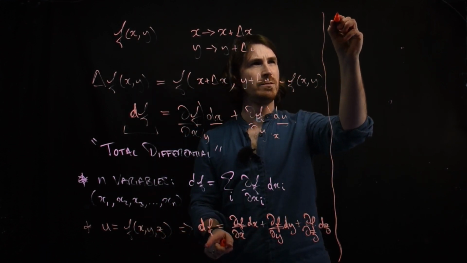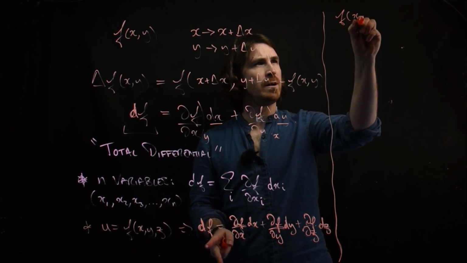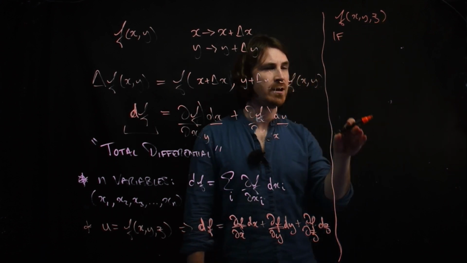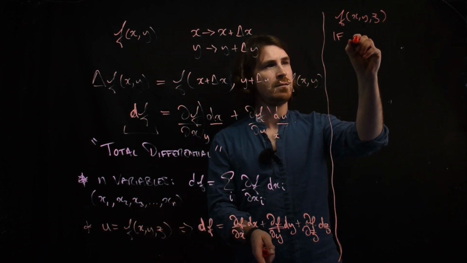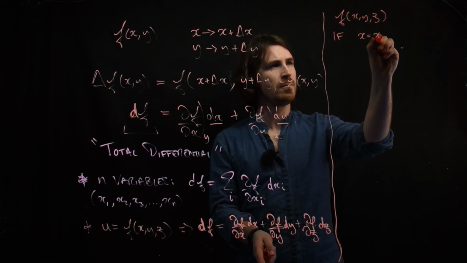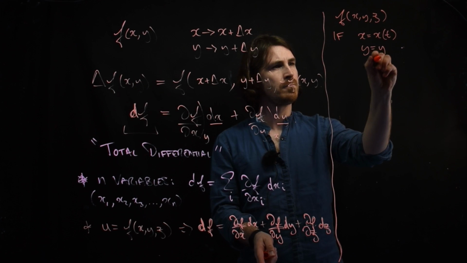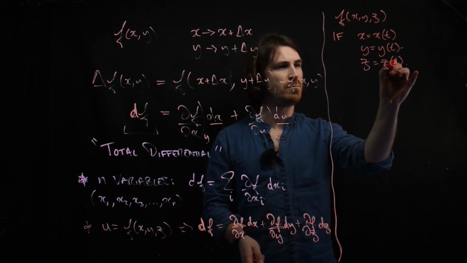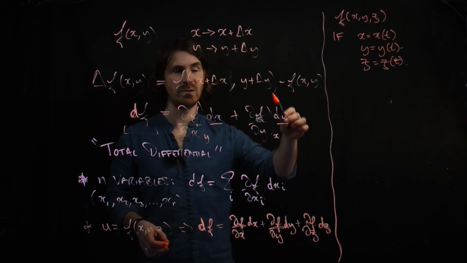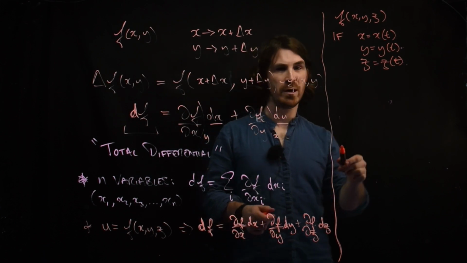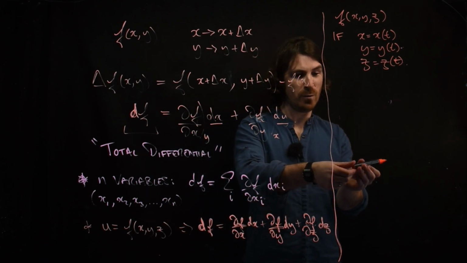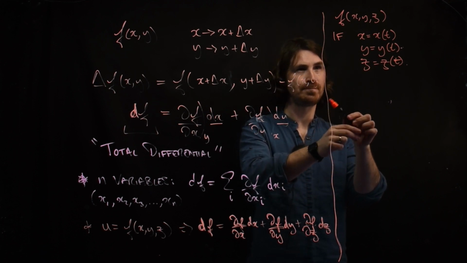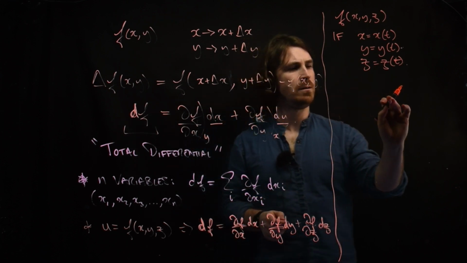So if we have three variables, f of x, y, and z, and x, y, and z are parameterized by some parameter t, then as we change t, x, y, and z change. Think back to your helix: we had one parameter t, and when we changed that, it mapped out the helix. So our x, y, and z are changing.